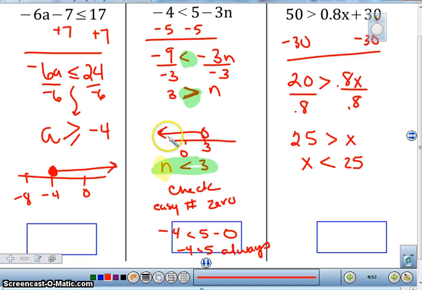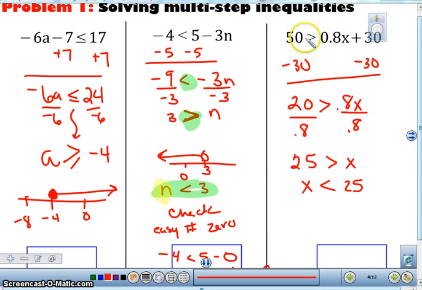So it checks, and 0 is a solution, so we probably did it the right way. Again, if we looked at this problem, we solve it. Notice that the variable was last, so we want to rewrite it after we subtracted 30 divided by 0.8. We divided by a positive number, so we are not switching. The other two we divided by a negative. We had to switch.